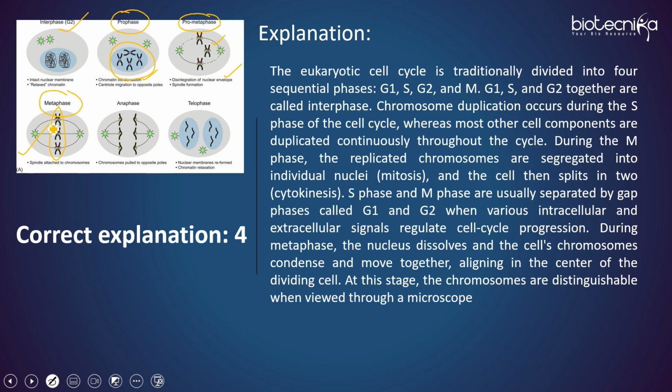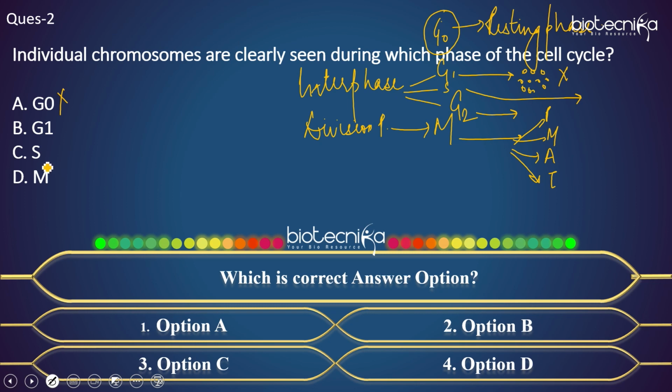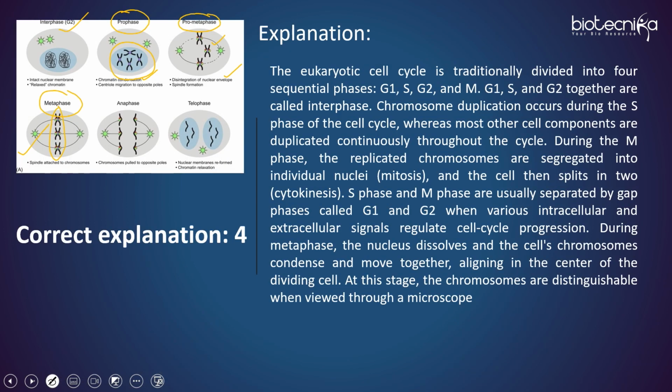So this metaphase is included in M phase itself. So the right answer will be M phase, that is option 4. So here the right answer will be option D. The eukaryotic cell cycle is traditionally divided into 4 sequential phases as we have seen: G1, S, G2, which together are called interphase, and M is the mitotic phase.